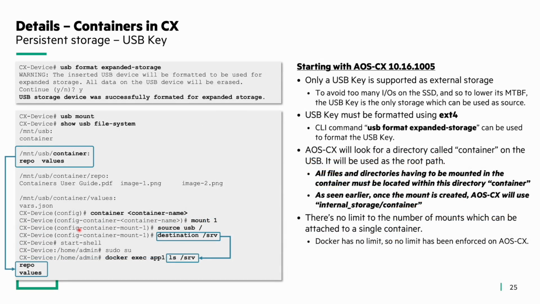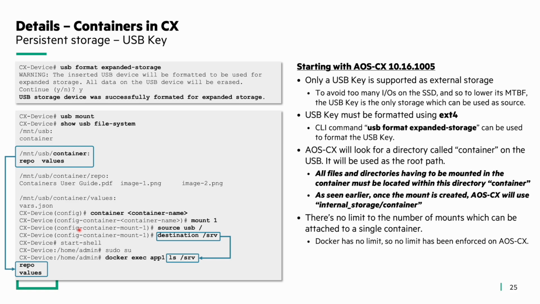So starting with AOS-CX 10.16.1005, only a USB key is supported as external storage. To avoid too many IOs on the SSD, and so to lower its MTBF, the USB key is the only storage which can be used as a source when creating a binding mount in the container configuration. The USB key must be formatted using ext4. If it's not done using a laptop, this can be done directly on the switch using the CLI command USB format expanded storage.